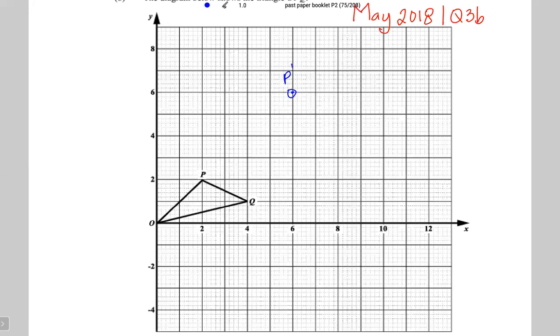This is P prime. From the center to Q, it is 4 right and 1 up. To get to the image, I have to multiply that distance by 3. So 4 right would become 12 right, and 1 up would become 3 up. This would be the new position of Q. That would be Q prime. And then all that remains now is for me to use my ruler and draw a straight line connecting the 2 points. I'm doing it by freehand, but when you do it in the actual exam, you must use a ruler.